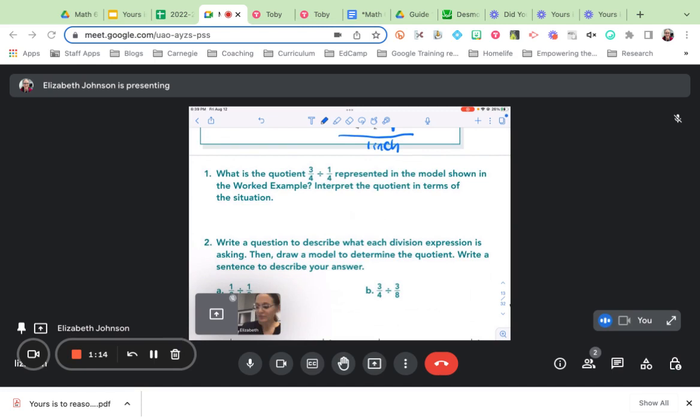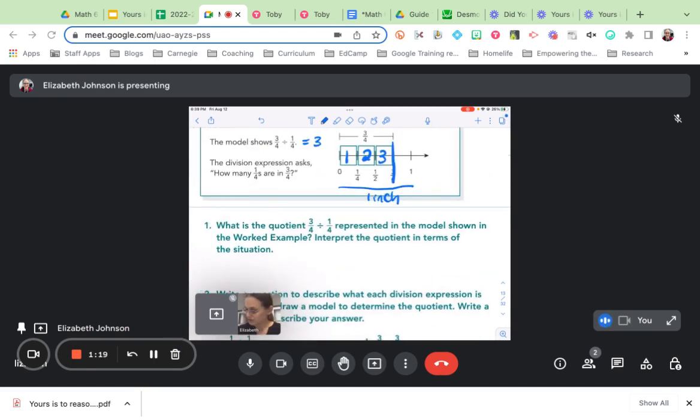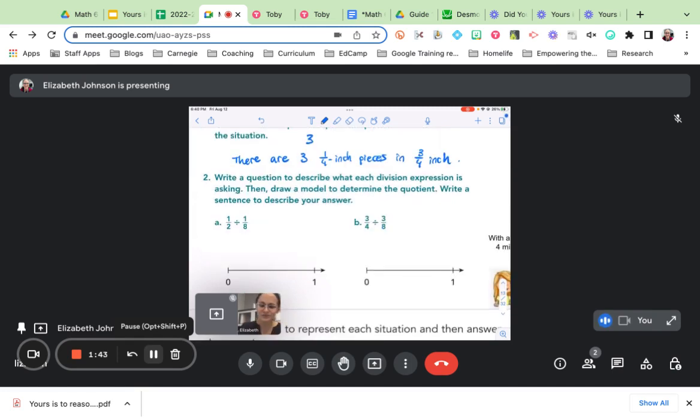Before we move on, let's go ahead and answer these questions. What is the quotient? The quotient is 3. Then what does that mean? It means that there are 3 1/4 inch pieces in 3/4 of an inch. Write a question to describe what each division expression is asking. Then draw a model to determine the quotient. Write a sentence to describe your answer. Let's do the first one together.